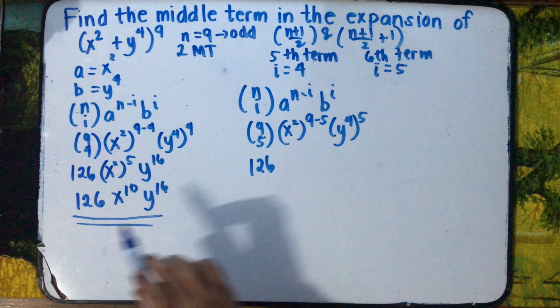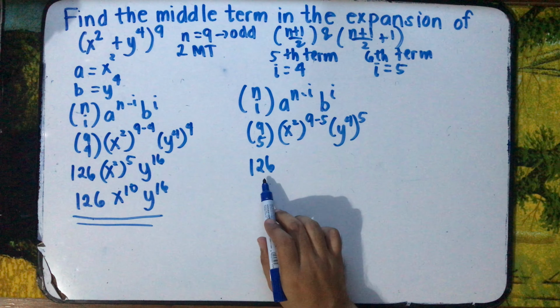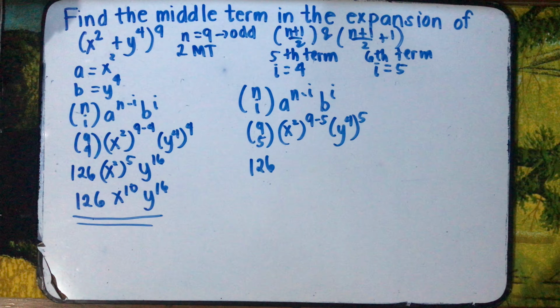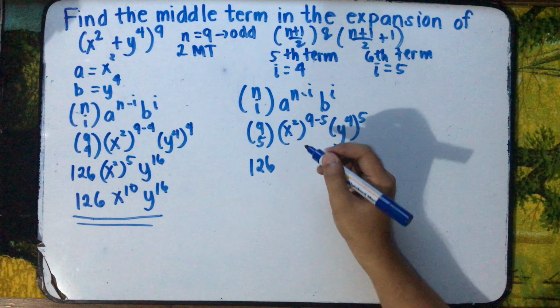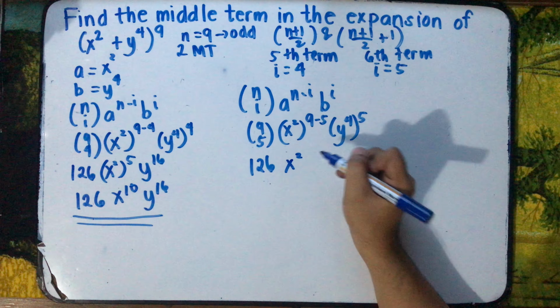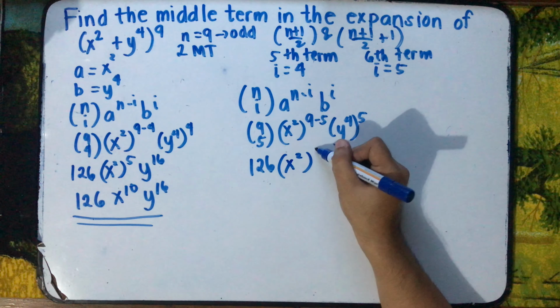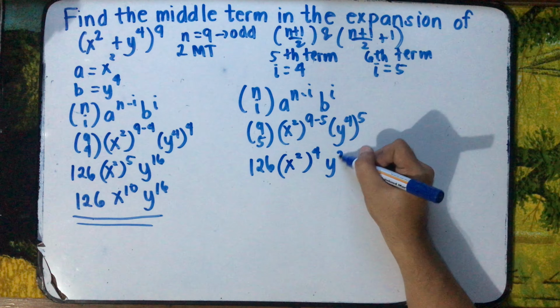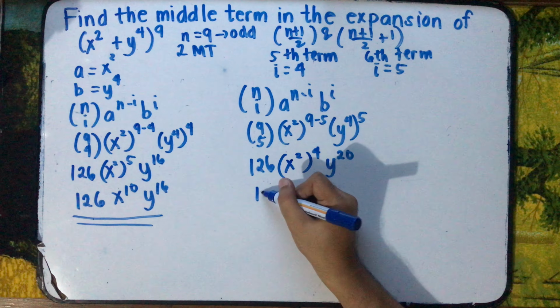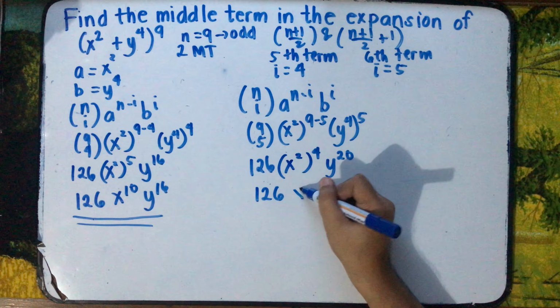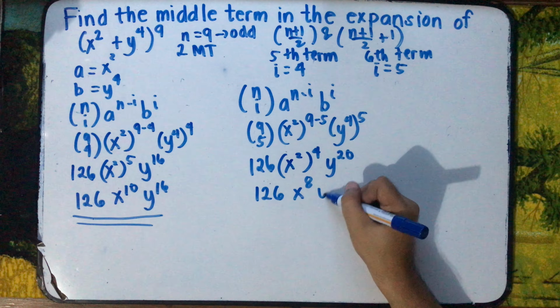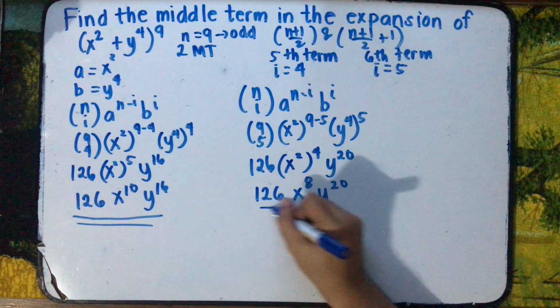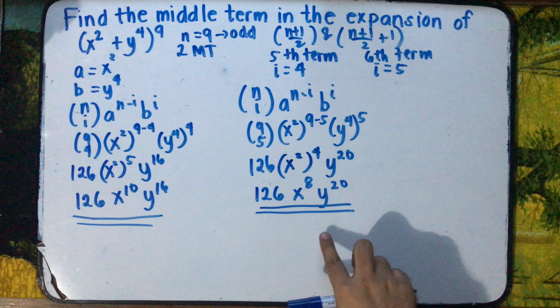If this is 126, this will always be 126 because it is the middle term of Pascal's triangle, where the numbers are the same. So this becomes x squared raised to 9 minus 5, which is 4. y raised to 4 raised to 5 is y raised to 20. And we now have 126 x raised to 8 y raised to 20. And this is the other middle term.